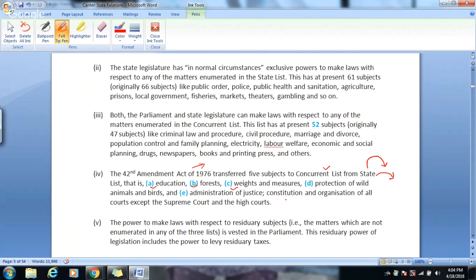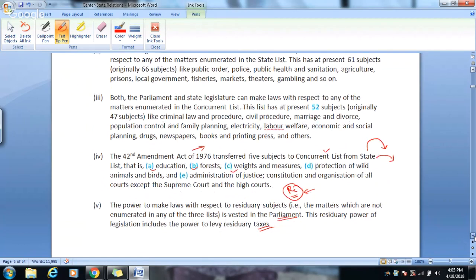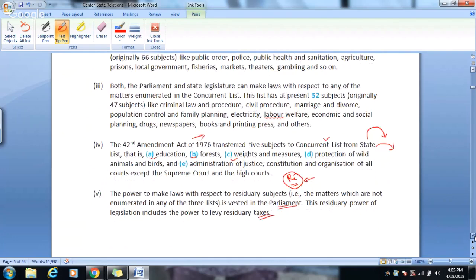1976. So there are some residuary subjects, meaning the leftover subjects which are not enumerated in either the state list or union list or concurrent list. So those will be in residuary subjects. The power to make laws with respect to residuary subjects, that is matters which are not enumerated in any of the three lists, will be vested in the Parliament. These residuary powers of legislation include the power to levy residuary taxes. So only Parliament can make laws on the subjects which are not mentioned in any of the three lists.